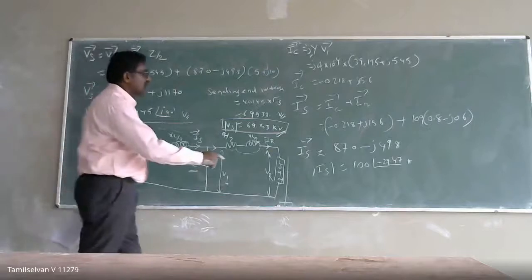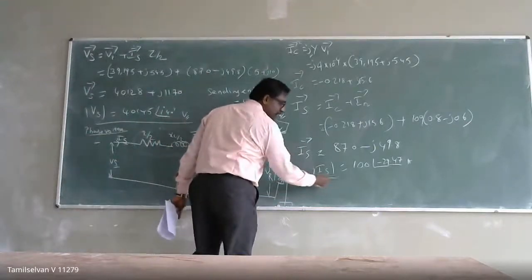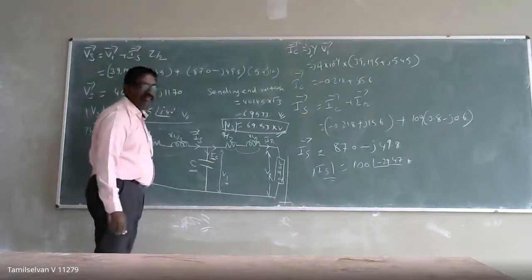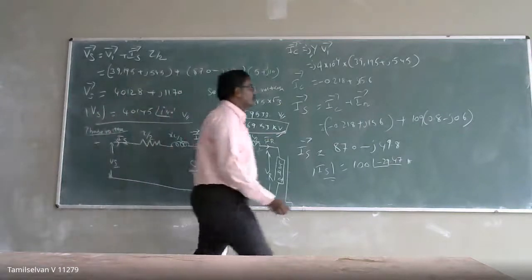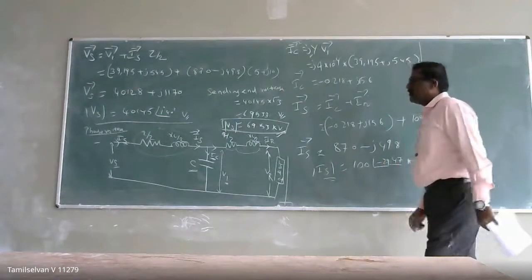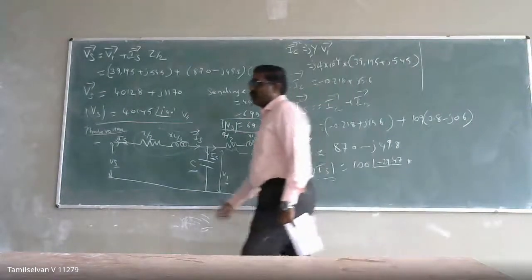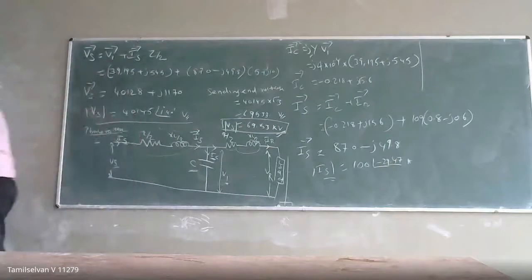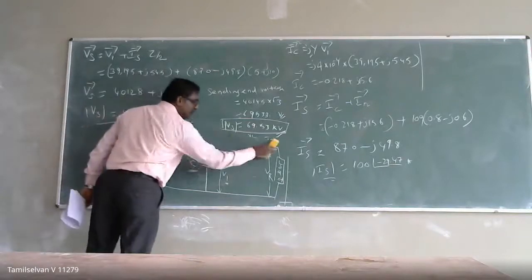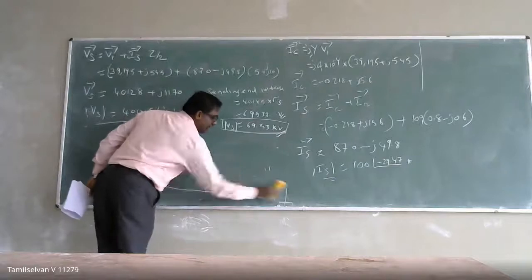First, they asked to calculate the sending end current. We have calculated the sending end current. Next, we have calculated the sending end voltage. Third, they have asked to calculate the sending end power factor. I will tell you clearly here. Why am I using the vector form? If I use the vector form, I can calculate this.